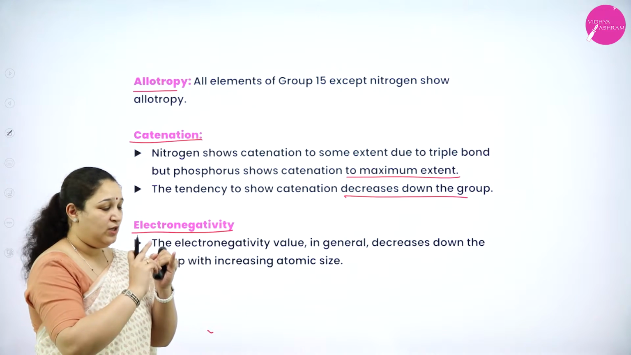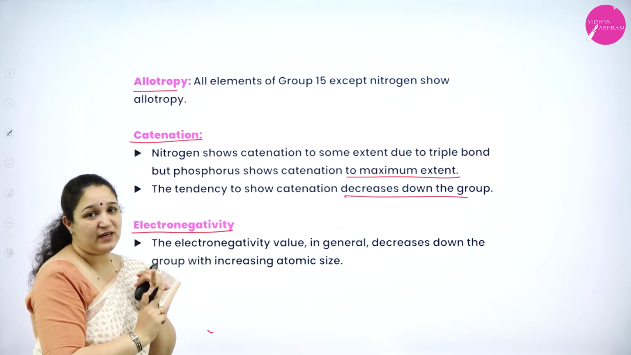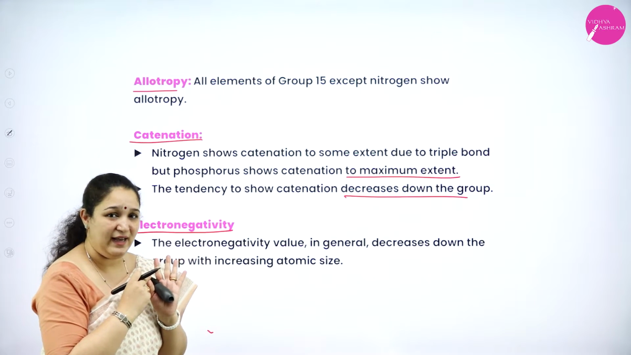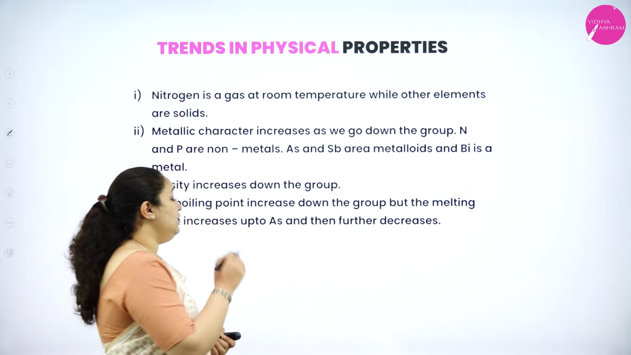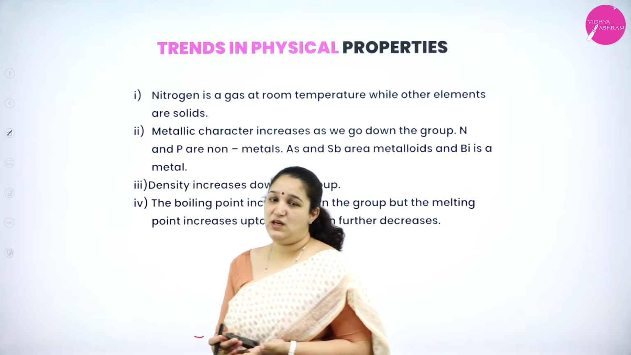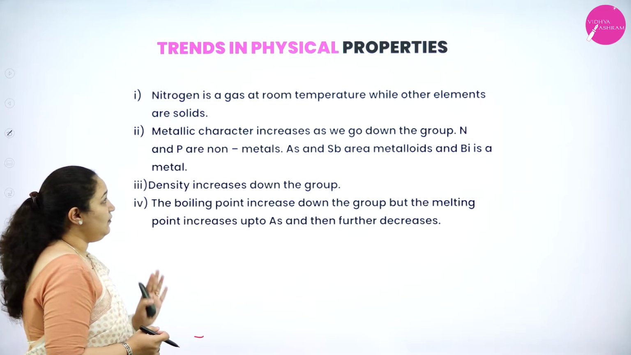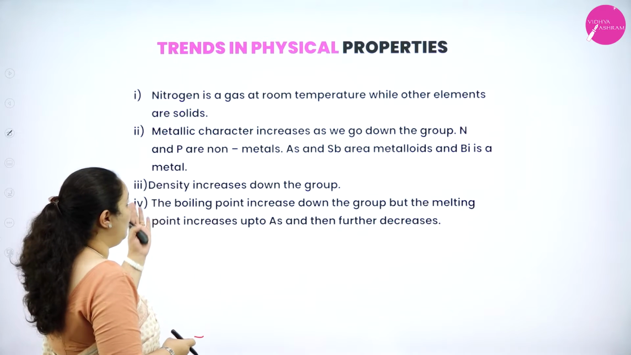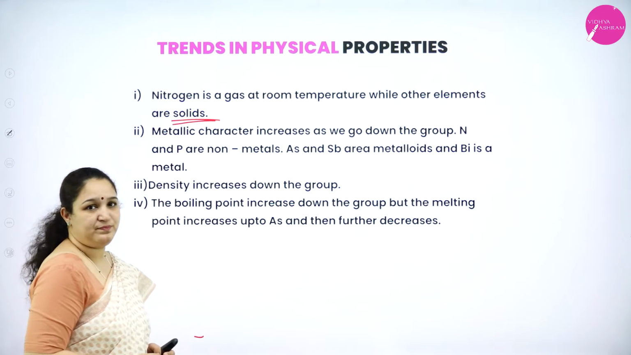So, what have you studied? You studied about atomic radii or the covalent radii. Then you studied about the ionization enthalpy, allotropy, catenation and electronegativity. Next, we are going into the trends in physical property. So, what is the trend which you are seeing in the physical properties? First one is nitrogen. If you see, only nitrogen is a gas, okay, at room temperature, while all the elements are solids.